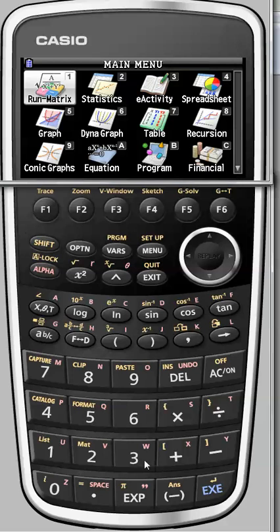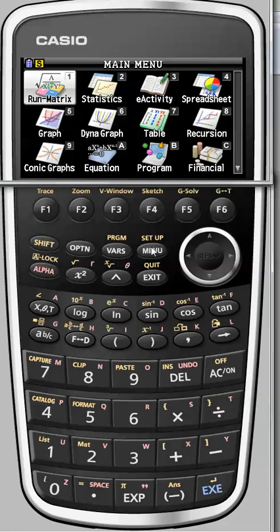So let's go ahead and take a look at the keys first. Here we have our F1 through F6, so it's sort of like soft keys. They tell us, when I pull up run matrix, you're going to see some different sets of options that we can use these for. Right above it has trace, zoom, view window, sketch, G-solve, that's graph solve, and graph the table options. We won't play with those too much today either.